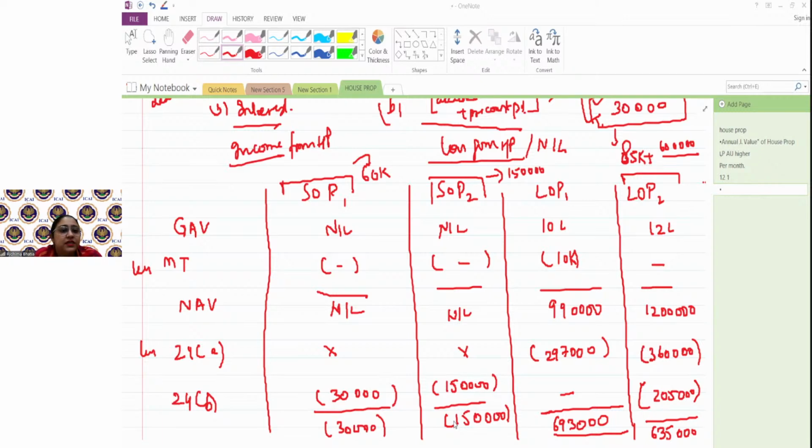The law specifies that this is a loss from house property. There is no income from house property. In income tax, the meaning of income is that income can also be a loss. Loss is included in the word income, so income can be a positive income also or a loss income also.